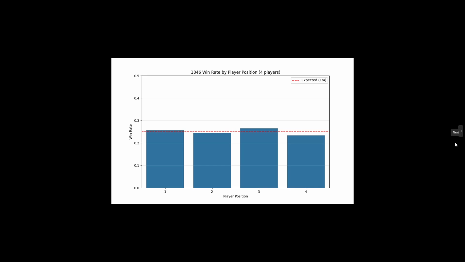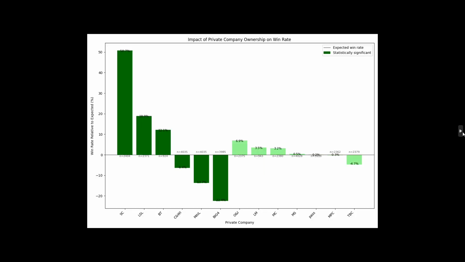Similar to the other games, we can look at the privates and see how they impact win rate. And I think it'll be no surprise to any of the experienced 1846 players that the Steamboat Company is by far the best private in the game. Dramatically increases your win rate, possibly because of its synergy with the B&O, although I haven't actually looked at linkages between privates and companies yet. That is something that I would like to do in the future.